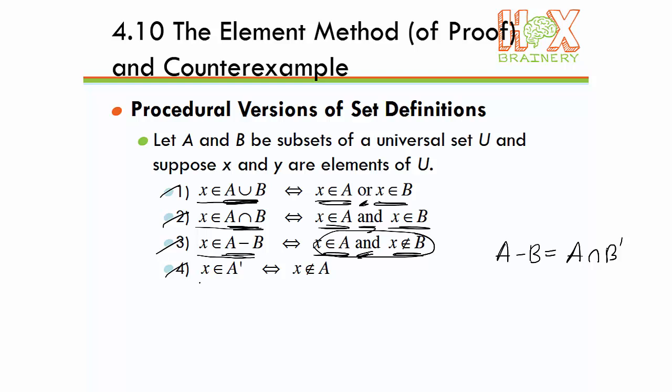And then 4, x is an element of A complement. Complement, we interpret as not. So that means that x is not an element of set A. These are going to help us with our proofs.